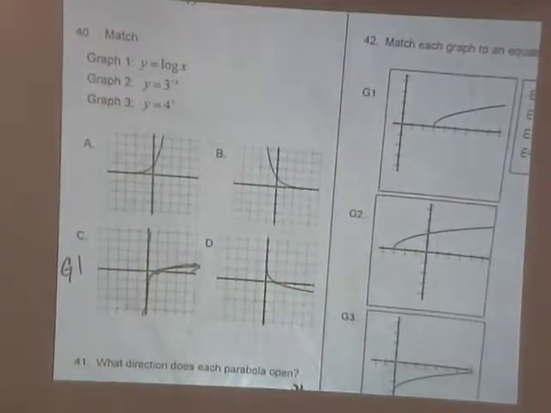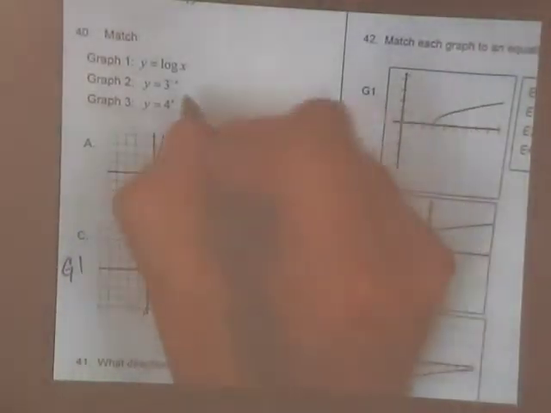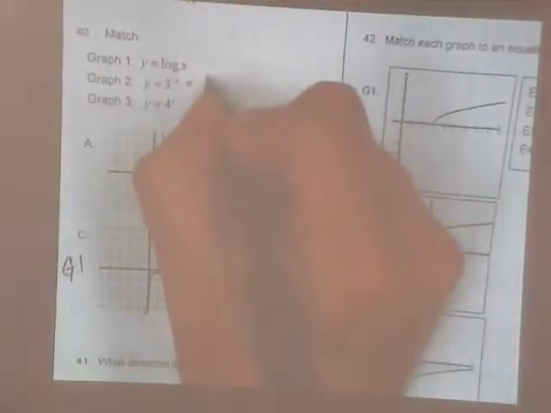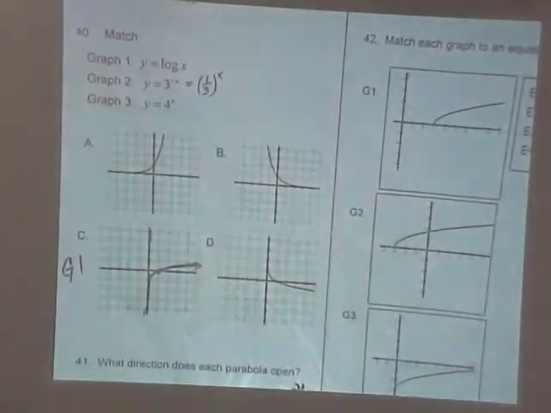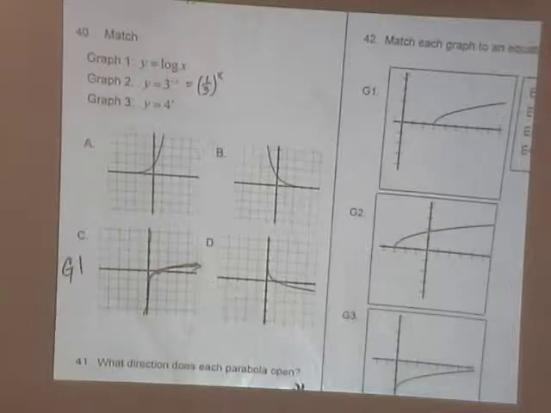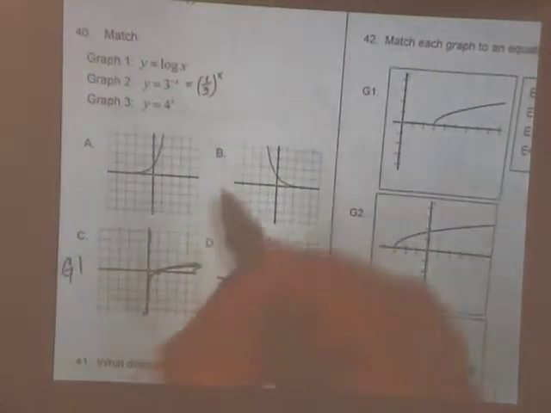Graph 2. Wouldn't it be the same thing as 1 over 3 to the x power? Flip it and make it a positive exponent. So is that growth or decay? Okay. It's decay, right? So which one would that be? B.